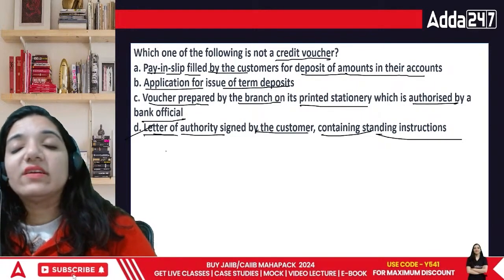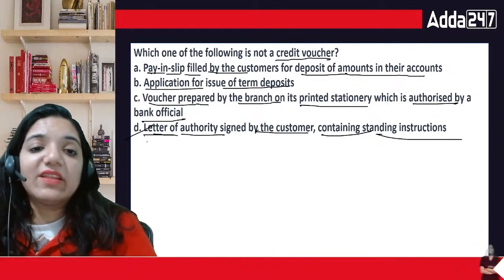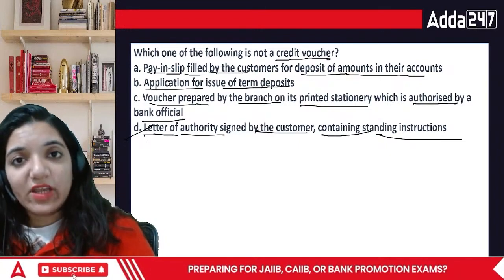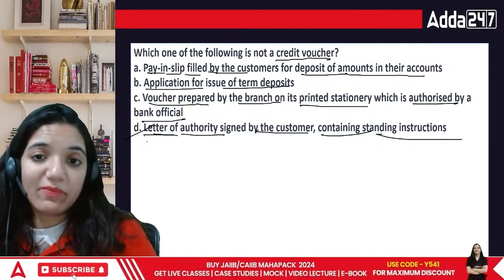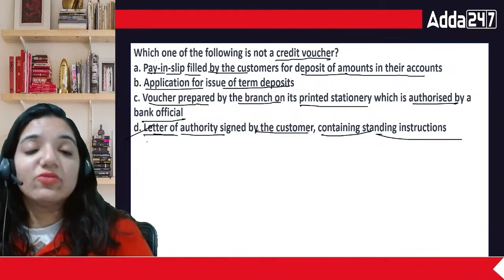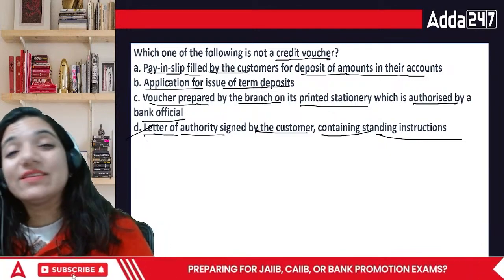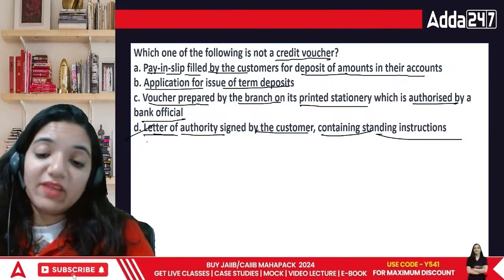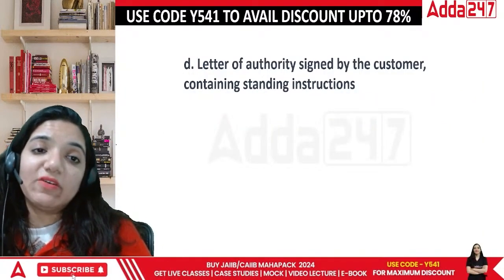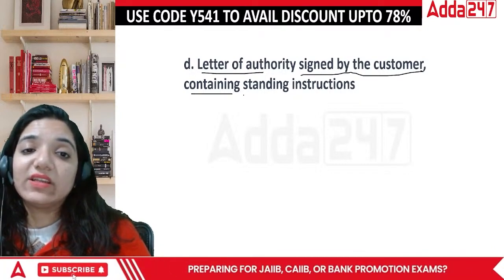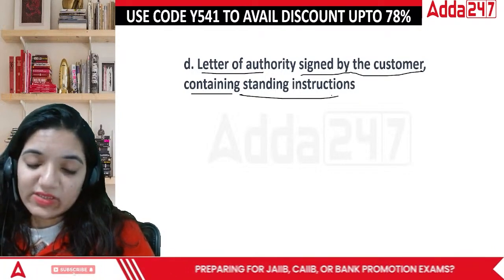The letter of authority doesn't state anything. Sometimes the letter of authority can be related to standing instructions, that after a certain period of time you deduct this much amount of money from my bank account. It is just a standing instruction, that you take the money out of it. This is just an authority letter, not actually money going out right now. At the time it's not going out, we cannot determine it as a voucher. So, the letter of authority signed by the customer containing standing instructions.